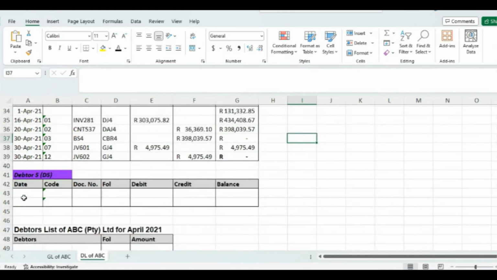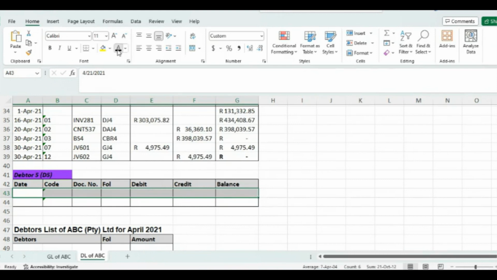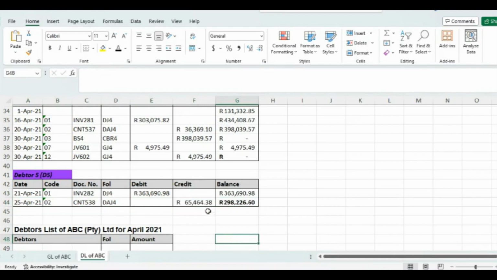Then, of course, we have this thing here that is debtor 5. Now, debtor 5 was not on our list at the end of the previous month. So obviously, this is a new debtor. That invoice that's raised there is the first time that this debtor buys from us. But there's also a return, and so therefore, after the return is subtracted, that is his balance. So what do we expect?